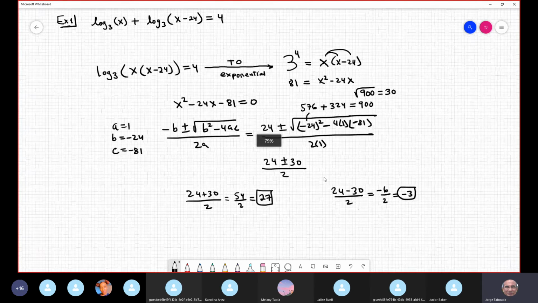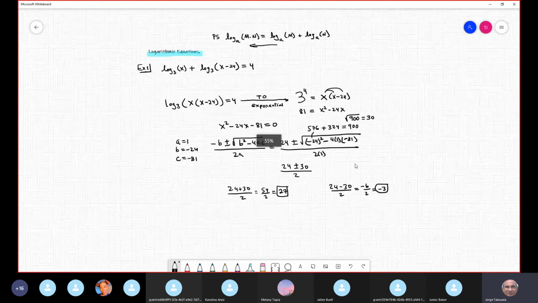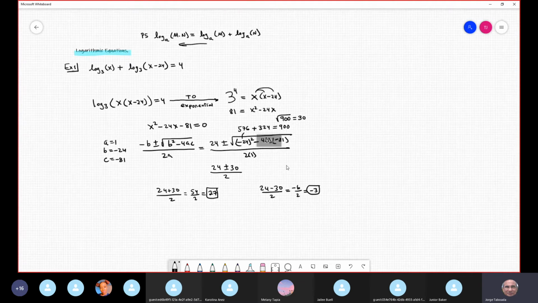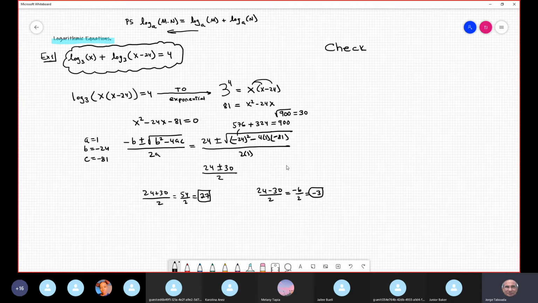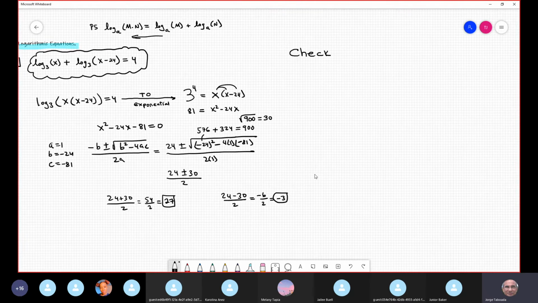Okay, that's it. I gotta go. I finished. No, I need to see the important part, which is the checking part. You need to verify both solutions, 27 and negative 3, inside the original equation. So I go to the 27. Checking x equal 27, verify 27 inside the original equation.